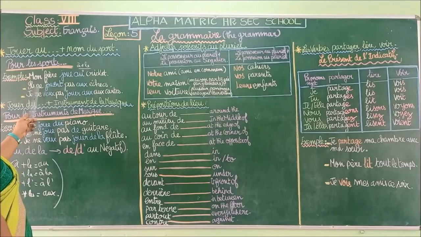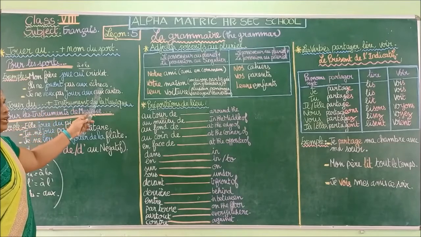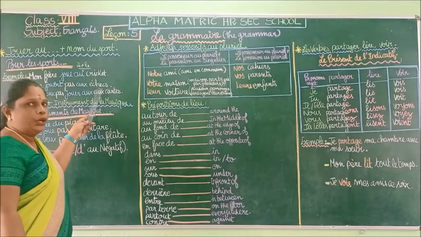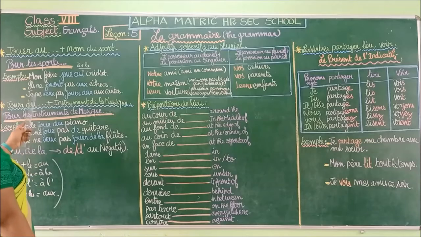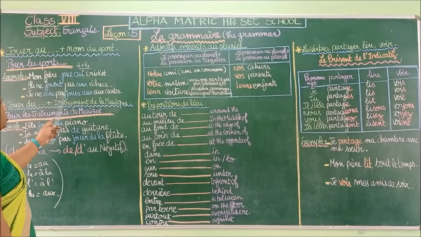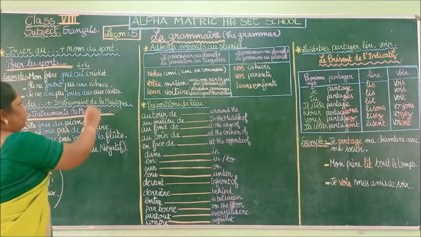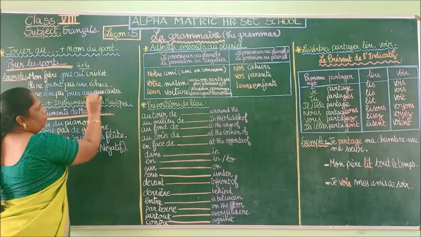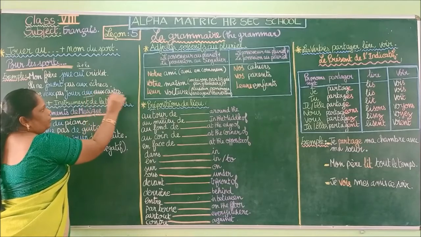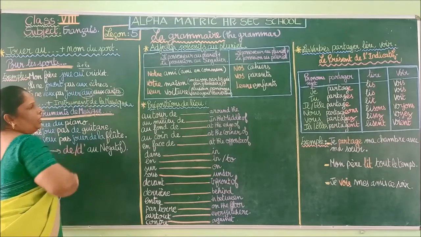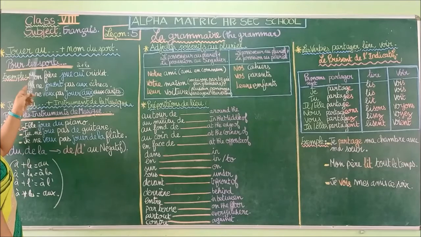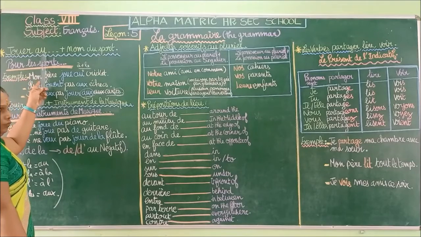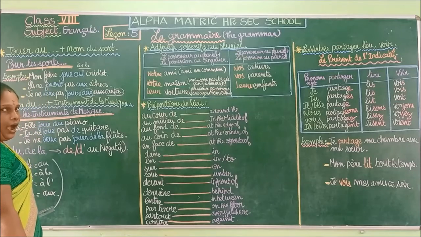Next one: Il ne joue pas aux échecs. Échecs is plural, so we have aux. Next one: Je ne veux pas jouer aux cartes. Again, you can see masculine or feminine: it is une carte, feminine, plural, and you have the plural article. So for sports names, we are going to use jouer plus the preposition article.